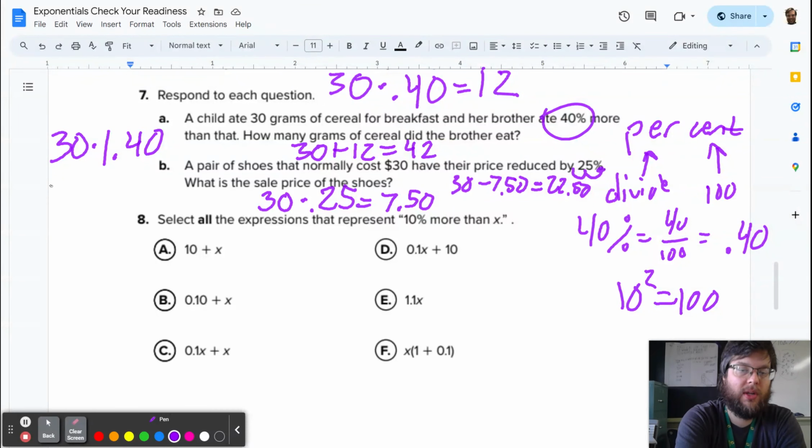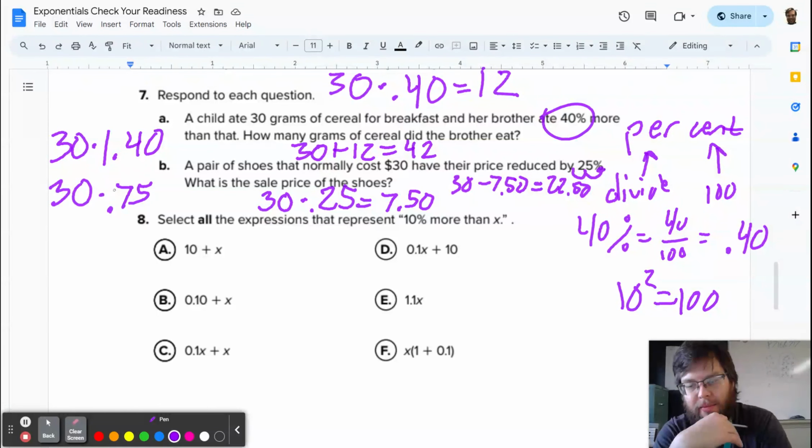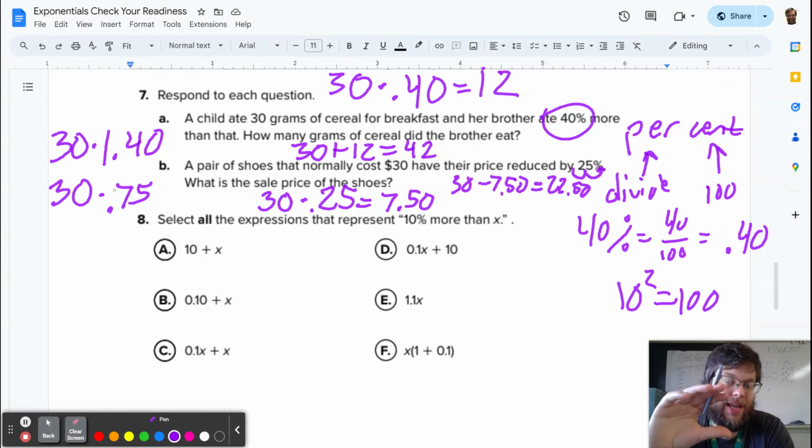If you want to do that in one step, you can say 30 times 0.75. And 0.75 comes from thinking if you have a 25% sale, they cost 75% of the original.